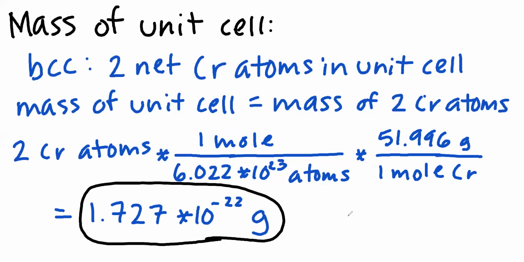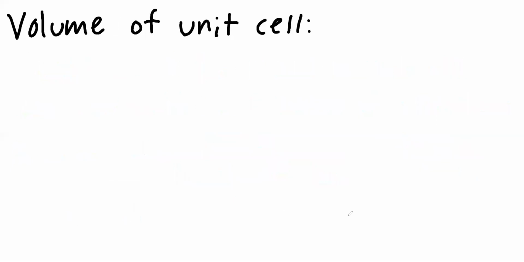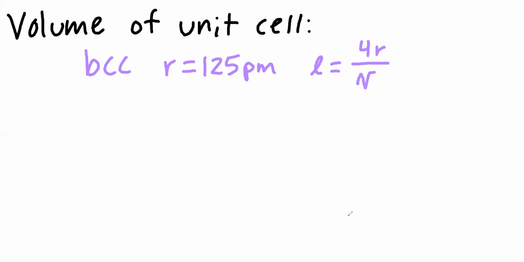Okay, now the volume of the unit cell. Again, we need to know that this is body-centered cubic, and we know the radius is 125 picometers. We know how the radius relates to the length of one edge of the square of the unit cell. And the volume of this cube would be length times width times height. They're all identical for our cube. So the volume is going to be the length cubed.